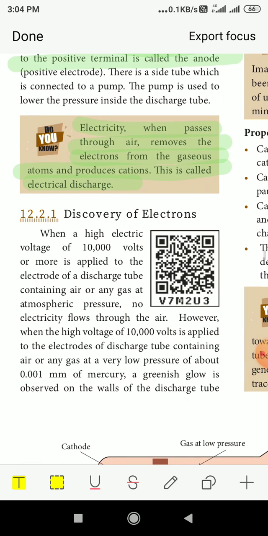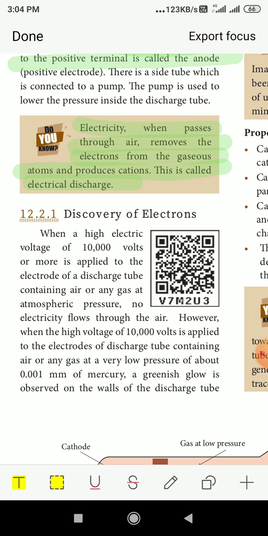When a high electric voltage of 10,000 volts or more is applied to the electrodes of a discharge tube containing air or any gas at atmospheric pressure, no electricity flows through the air. So, when a high voltage, that means 10,000 volts, is passed through a discharge tube containing air or any type of gas, the electricity will not pass. However, when the high voltage is applied to the two electrodes of a discharge tube, the one which is connected to the negative of the battery is called the cathode and the one to the positive is called the anode.